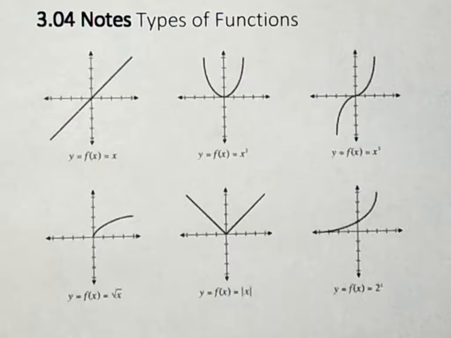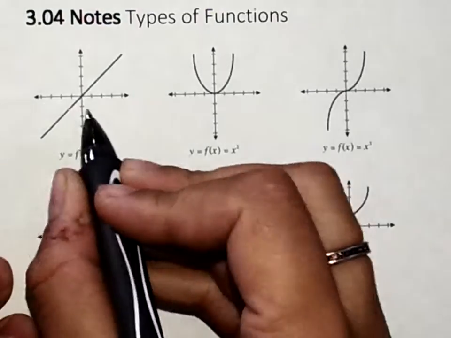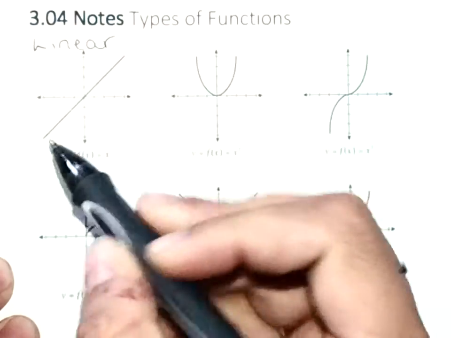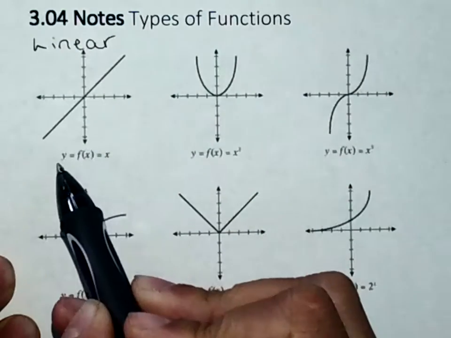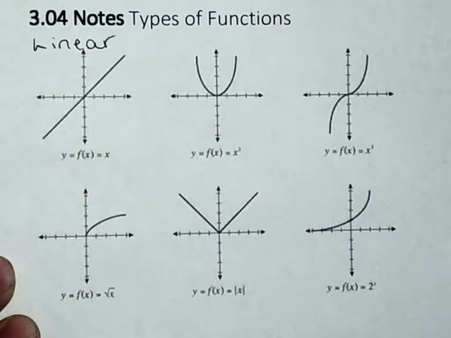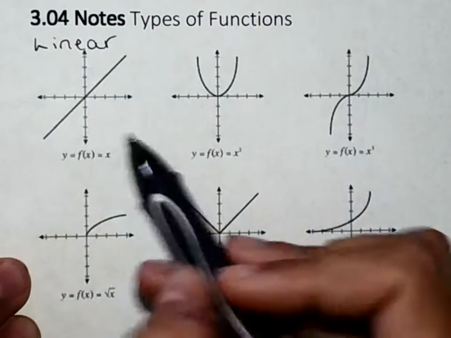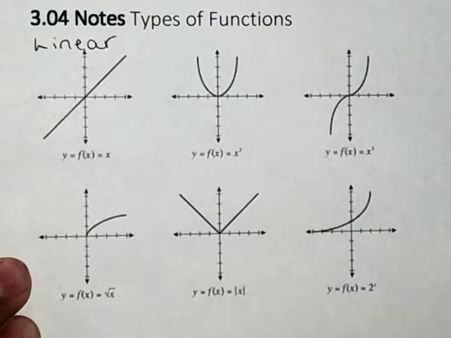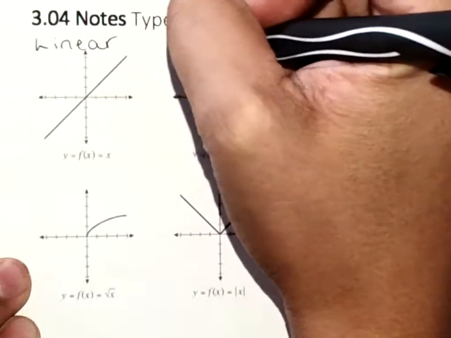In Unit 3, we're going to be talking about a lot of different types of functions, and you've seen most of these before. The first function is linear. We know that because it is a line, and it can be represented by y equals or f of x equals x, where there is an exponent of 1. The second function is a quadratic function.